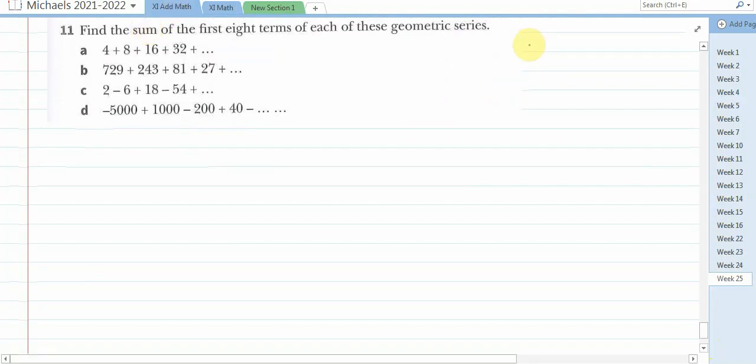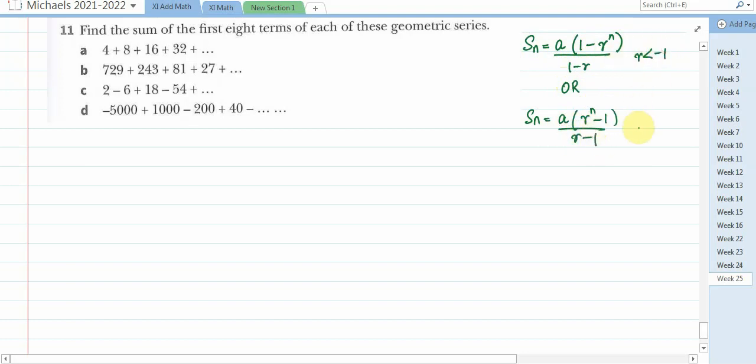So you have the working formula to find out the sum. Sn is equal to a times 1 minus r to the power n divided by 1 minus r, or Sn is equal to a times r to the power n minus 1 divided by r minus 1. So when you have r less than 1, you need to apply the first one, and when you have r greater than 1, you need to apply the second one. Alright, so in this question it says first 8 terms, that means the value of n is 8.